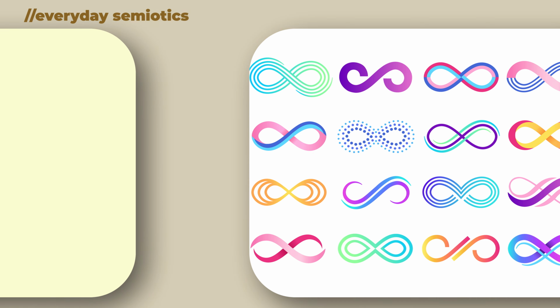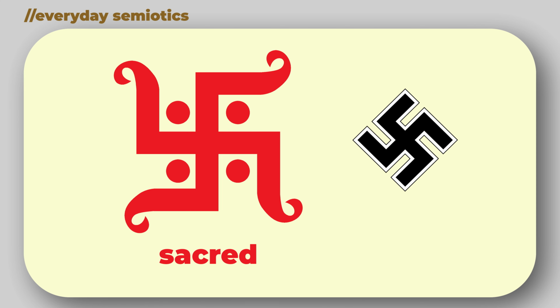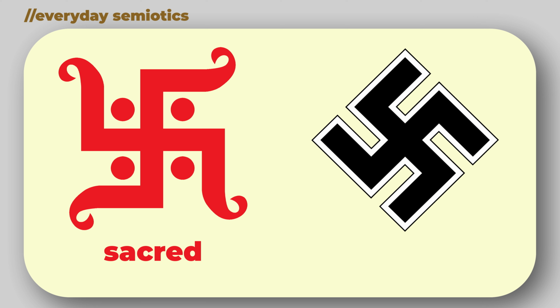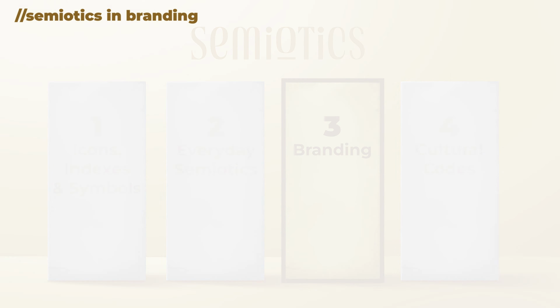Few symbols shift meaning as dramatically as the swastika. In India and much of Asia, it is ancient and sacred, representing good fortune. In the West, it is loaded with trauma as the emblem of Nazi hate. The same form, but polar opposite readings. If we understand how semiotics shapes daily life, it's easy to see how it drives brands and logos.